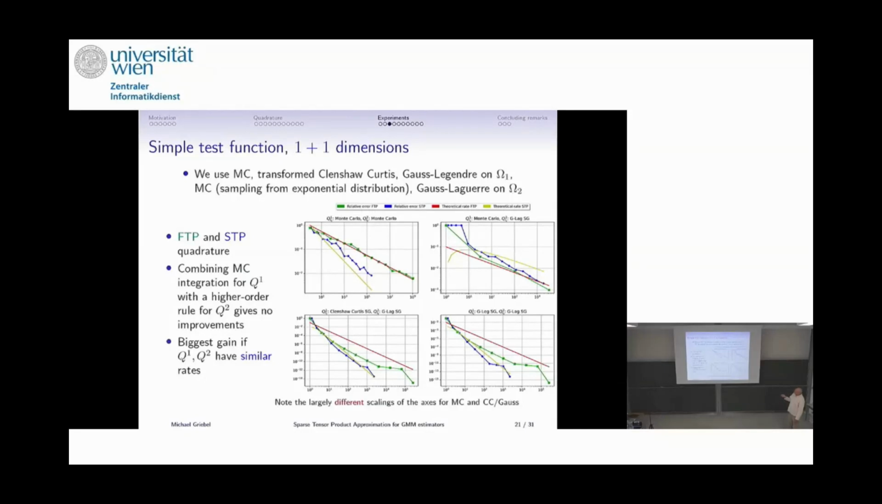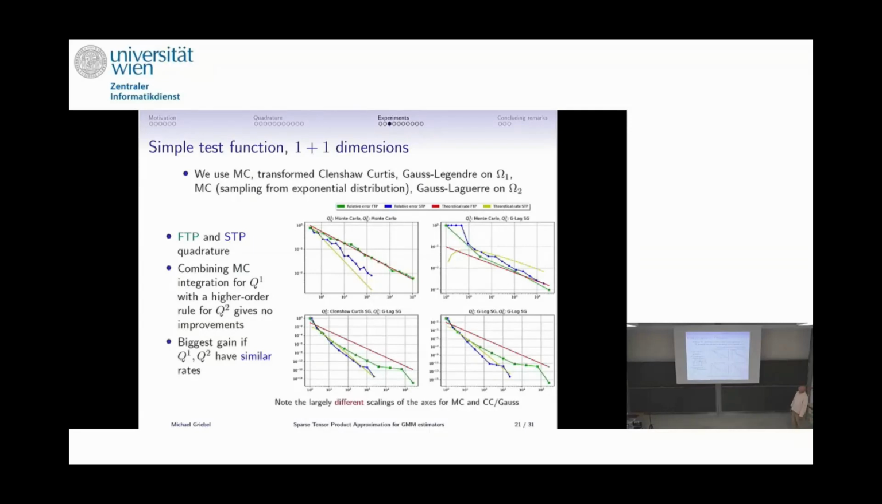Green and blue, and the asymptotic theoretical rates are these lines, namely the theoretical one is red, and the theoretical for full tensor products, and for the sparse one, it is yellow. And we see if we apply Monte Carlo for the outer and Monte Carlo for the inner quadrature, we see exactly n to the minus 1/2 goes with respect to, oh, I forgot to say, this is cost, this is accuracy, and we double our rate. We get twice as fast. This is the effect of multi-level Monte Carlo, so to speak.